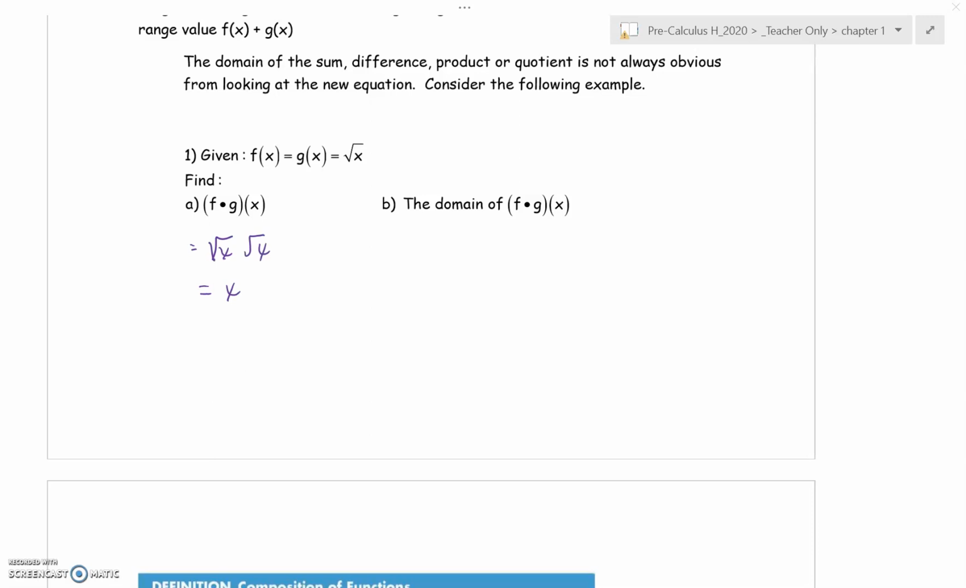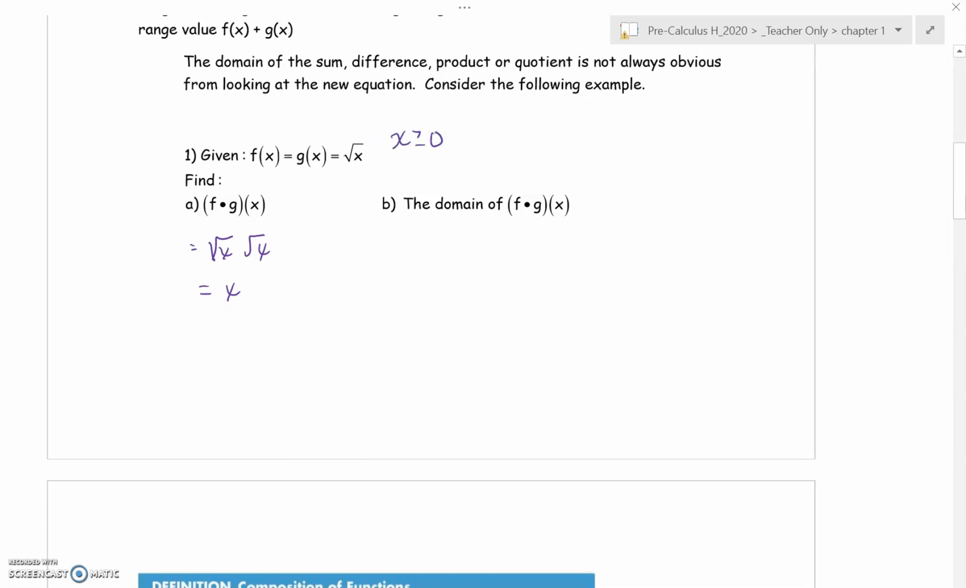Okay, so when you take the product, you have radical x times radical x. You have to be very careful. Let's consider the domain, okay? The domain is not all real numbers. The domain of f times g is 0 to infinity. Look at f, look at g, they both have a domain restriction. We have x greater than or equal to 0.